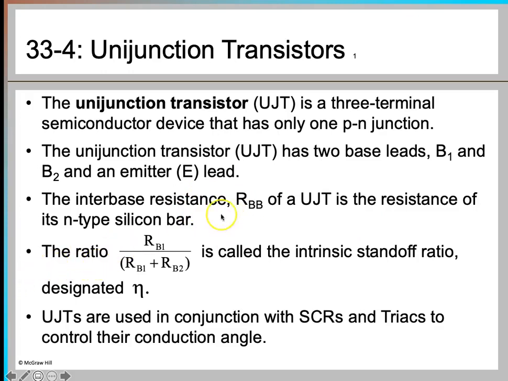And the ratio of the resistance inside the two base leads, B1 and B2, is given by RB1 upon RB1 plus RB2, which is called your intrinsic standoff ratio, and sometimes denoted by eta. So this is the eta sign. And the UJT is used in conjunction with SCRs and triacs to control their conduction angles. So similar to the triac, you can use the UJT, which can help in providing control on the conduction angle.